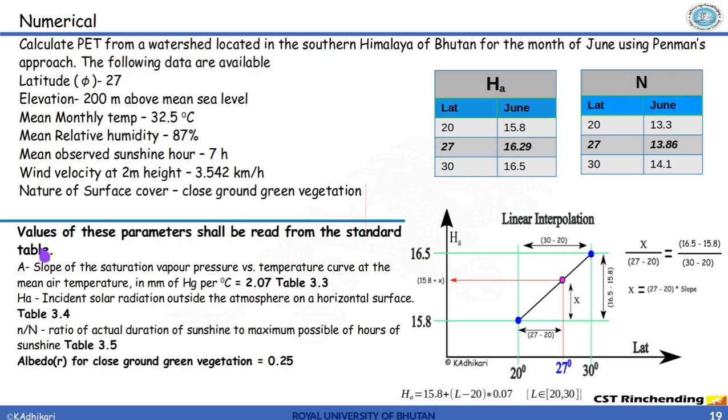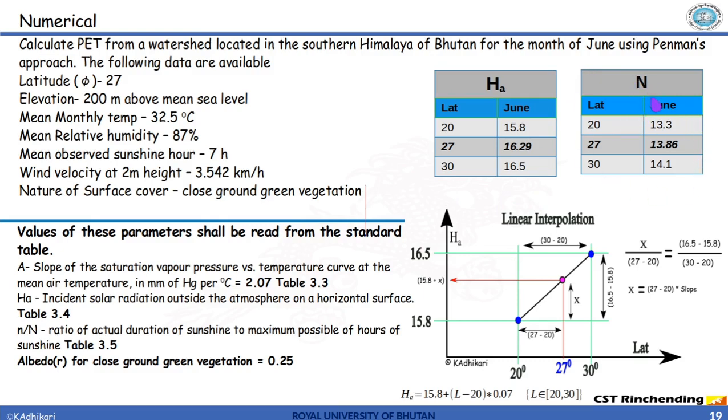Like I said, the values of a, Ha and n have to be retrieved from the table. I have already retrieved the value for a, which is 2.07, from Table 3.3 of Engineering Hydrology by Subramanya. And for Ha, the value based on the latitude I have just snipped out for the month of June, and similarly for n I have snipped it out from the standard table for the month of June.